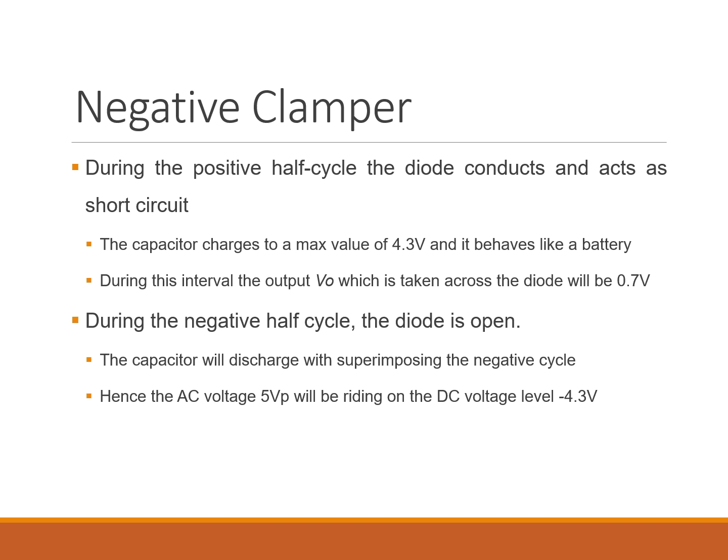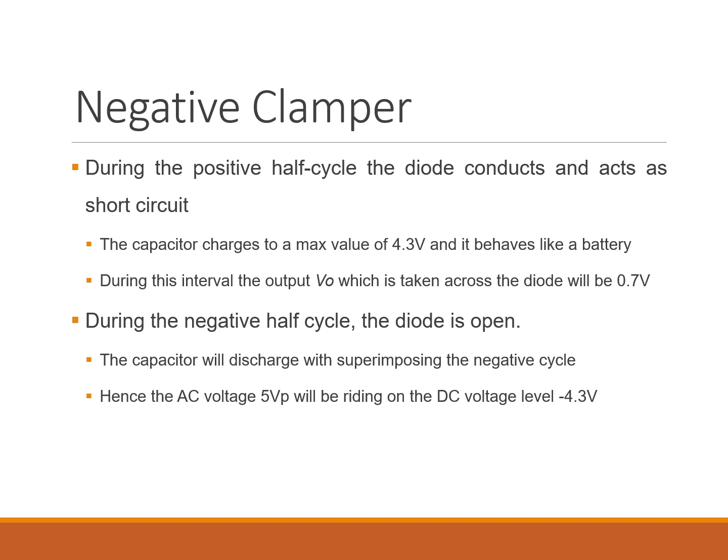So let's start all over, looking at the positive half cycle, right, when the capacitor is charging. Remember that the diode was forward biased. It's conducting and acting like a short. The capacitor charges quickly to the peak voltage minus the diode drop of 0.7 volts. So for the 5-volt signal and the 0.7 volt diode drop, C is charged to about 4.3 volts. During this interval, the output voltage, taken across the diode, is around 0.7 volts.